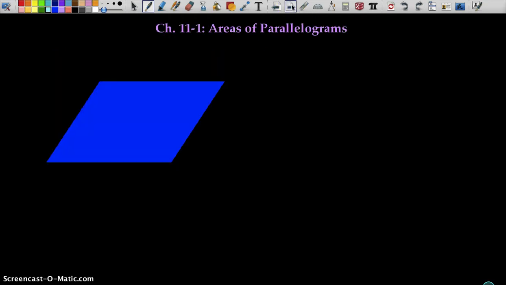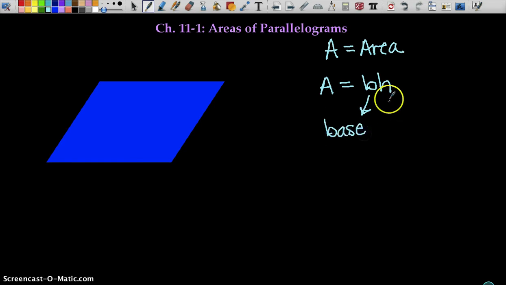Okay. So, first thing that we're starting with is areas of parallelograms. Now, I want you to write down A, and of course that means area. Okay? So we have for a parallelogram that A equals B times H. Now, this B means base, and H means height. The really important information about this though is that height is in terms of the altitude.